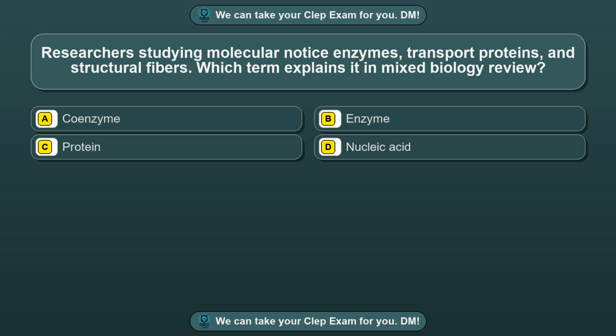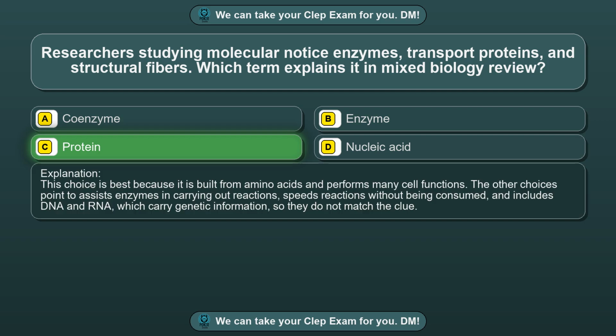Question 93. Researchers studying molecular notice enzymes, transport proteins, and structural fibers. Which term explains it in mixed biology review? Option A, coenzyme. Option B, enzyme. Option C, protein. Option D, nucleic acid. The correct answer is option C, protein. This choice is best because it is built from amino acids and performs many cell functions. The other choices point to assists enzymes in carrying out reactions, speeds reactions without being consumed, and includes DNA and RNA, which carry genetic information, so they do not match the clue.